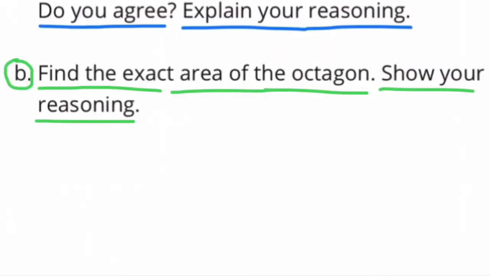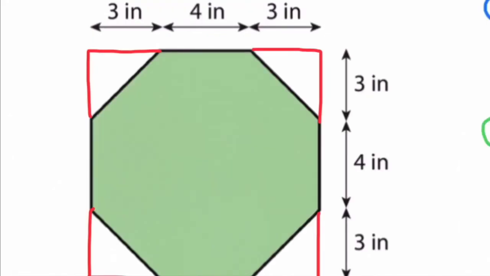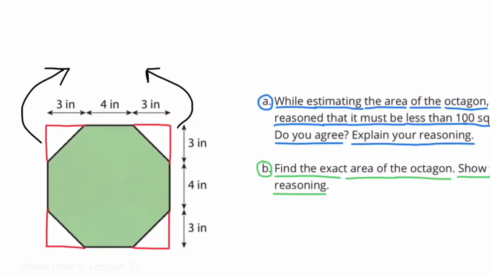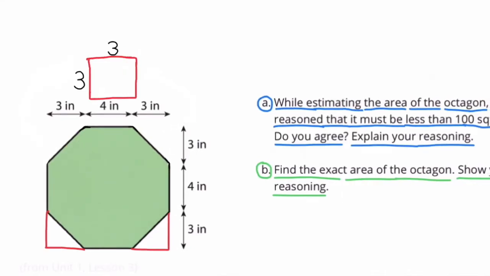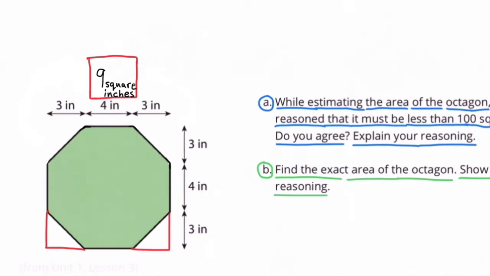B. Find the exact area of the octagon. Show your reasoning. 3 plus 4 plus 3 equals 10, so the base of this square is 10 and the height of this square is 10. To make an octagon, we're going to remove these little corners. It's like removing 2 triangles from the top and 2 triangles from the bottom. These triangles form a square with a base of 3 and a height of 3, and 3 times 3 is 9. So each of these squares equals 9 square inches.